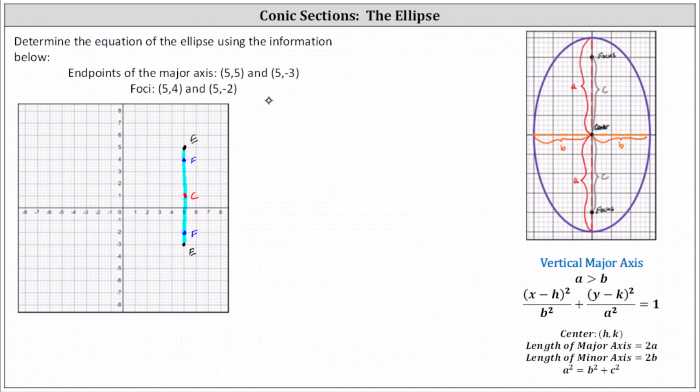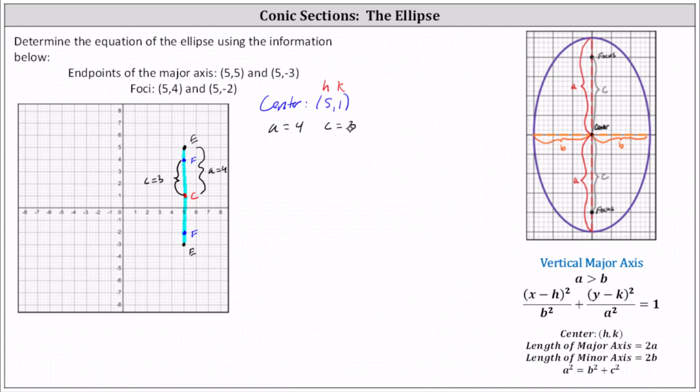Let's go ahead and record this. We need it for the equation. This indicates h equals 5 and k equals 1. The distance from the center to either endpoint of the major axis is equal to a. Notice here we have a equals 4. The distance from the center to either focus is c. Notice here we have c equals 3.